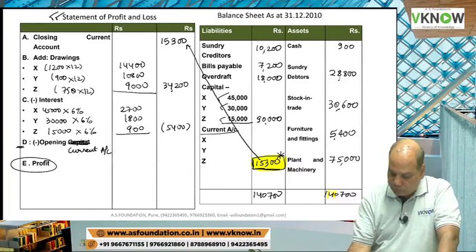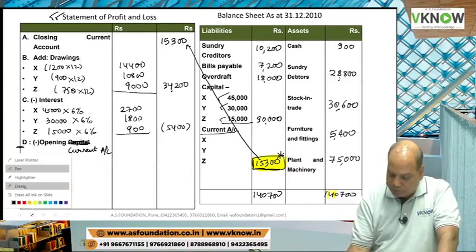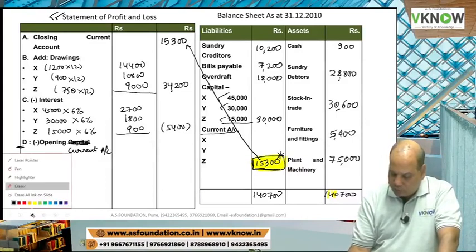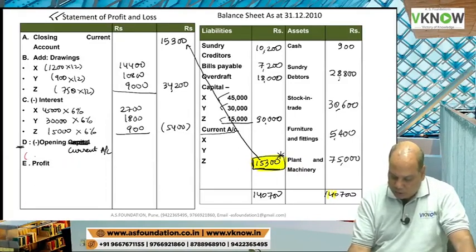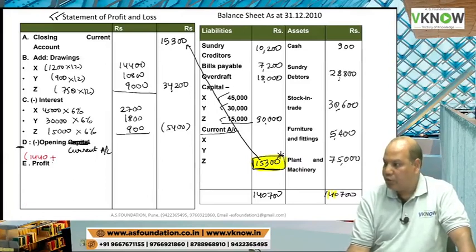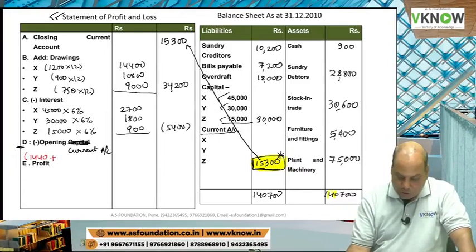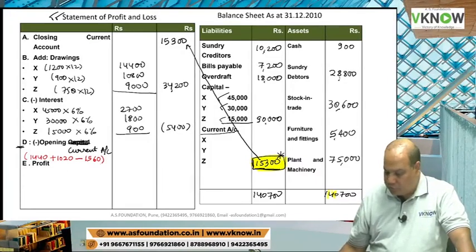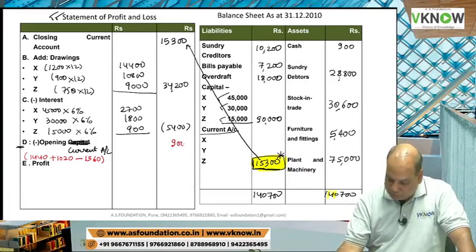Now the next point is opening current account. So opening current account will be, there are three partners. 1,440, look at your question book. 1,440 is X. Question book liability side opening balance sheet, 1,020 Y. But current account of Z has a debit balance. So minus 1,560. So this will be 1,440 plus 1,020 and minus 1,560. So that is 900 rupees minus.